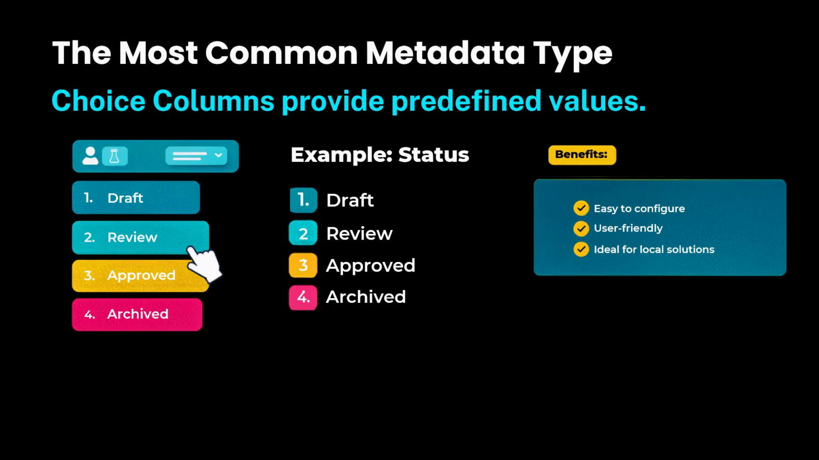Choice columns are especially useful for metadata that is local to a particular solution. And that word local is important because if the same classification needs to be reused across many sites or across the organization, that's when we need to start thinking about managed metadata and the term store.